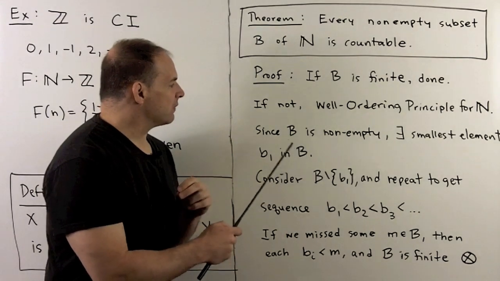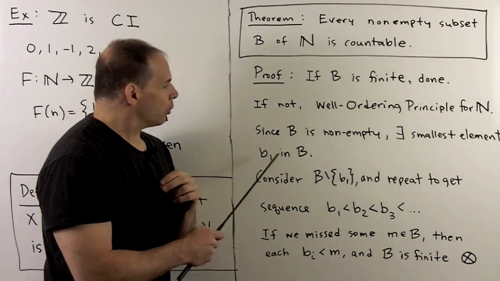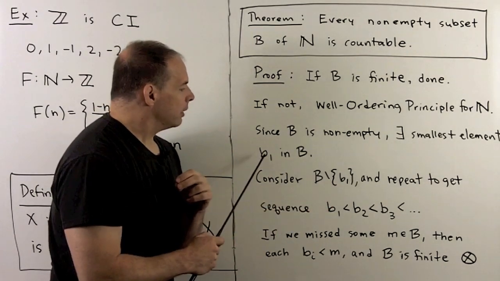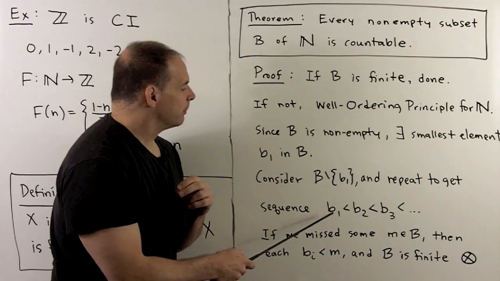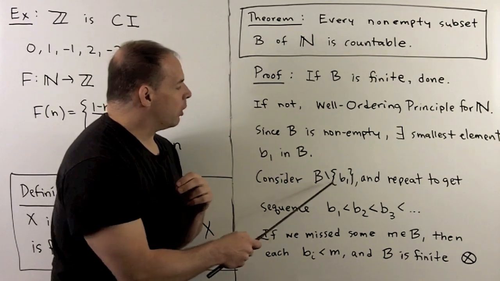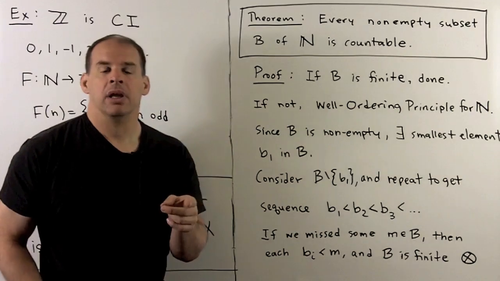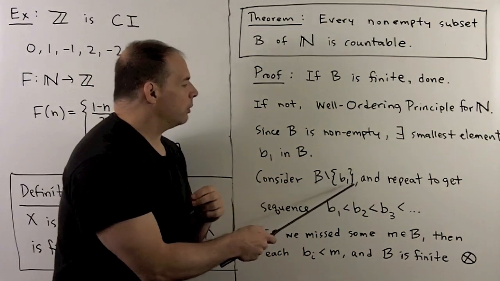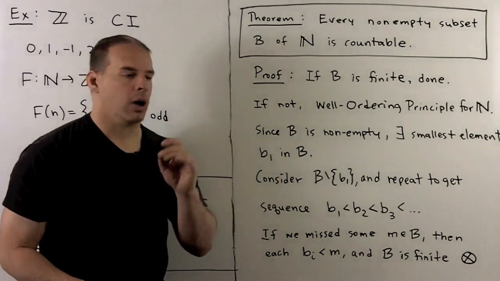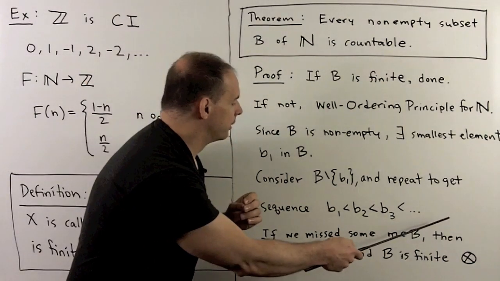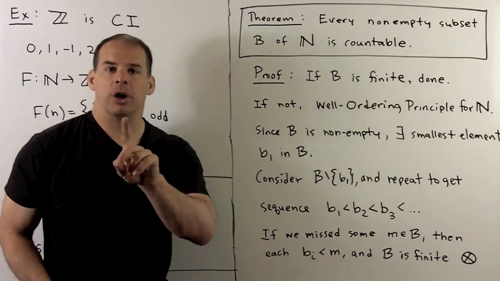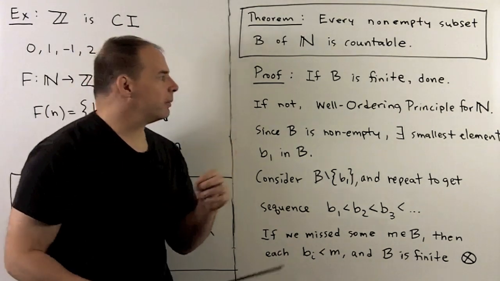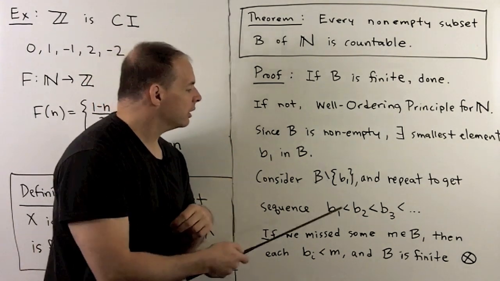So for instance, if I start with B, we're going to have a smallest element, b1, so it's going to be the first element in our list. Then we're going to throw away b1 from B and repeat. So that'll give me a b2. Then we throw away b1 and b2, we get a b3, and so on. So we get a list. Now, if it terminates, then that means our set's finite, and that's going to be a contradiction.